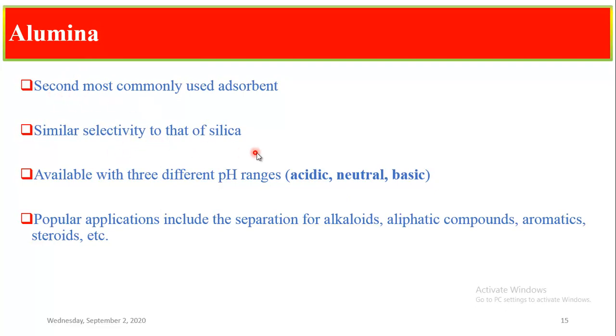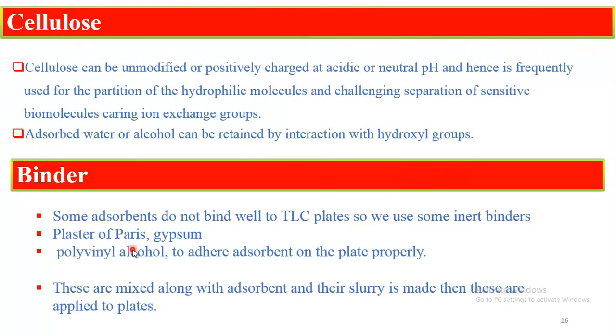Similarly, selectivity data for silica is available for different pH ranges. It can have an acidic, neutral, or basic nature. After its activation, we can change it into an acidic, basic, or neutral nature. Popular applications include the separation of alkaloids, aliphatic compounds, aromatics, and steroids. These are the components mostly separated using alumina.